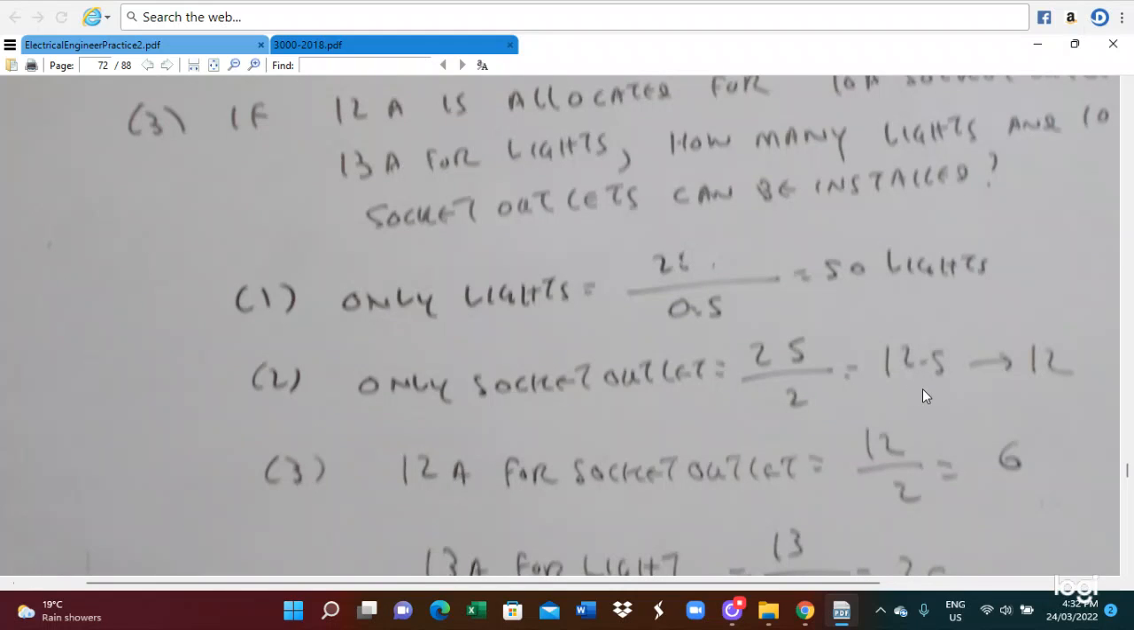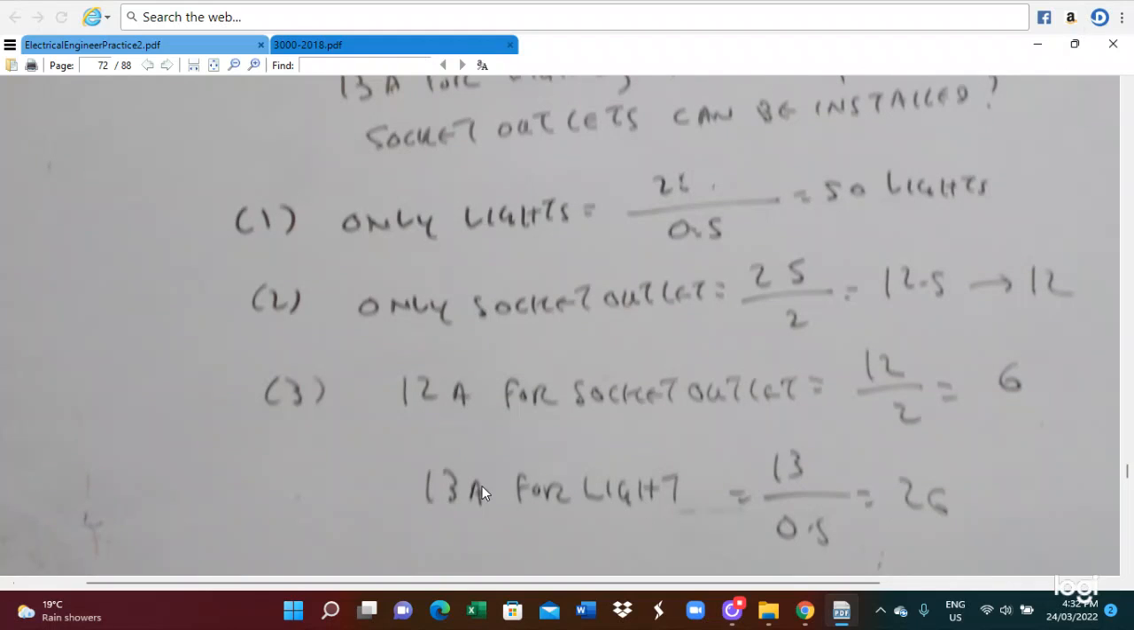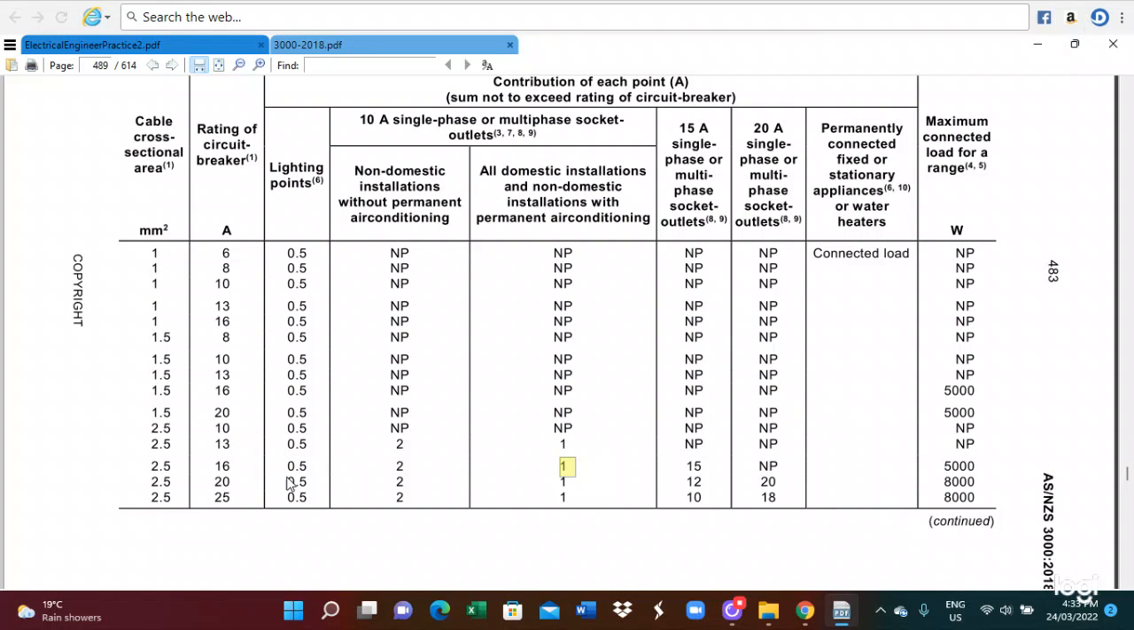And if you allocate only 12 ampere for socket outlets, then 12 divided by the 2 ampere per point, you get 6 socket outlets. If you install only 13 ampere for lights, each light point draws 0.5 ampere, so 13 divided by 0.5, you get 26. So here for a light point, we refer to 0.5.